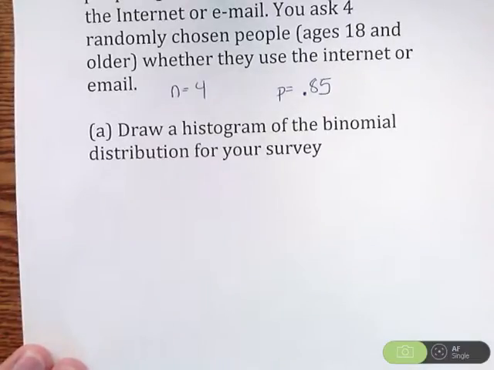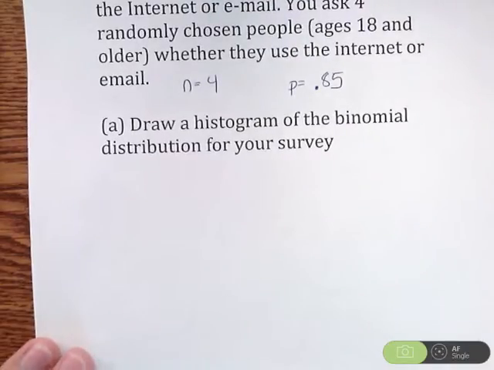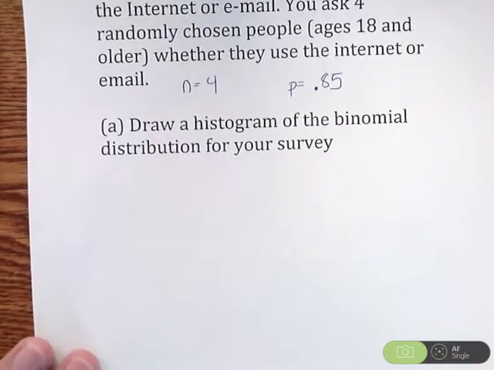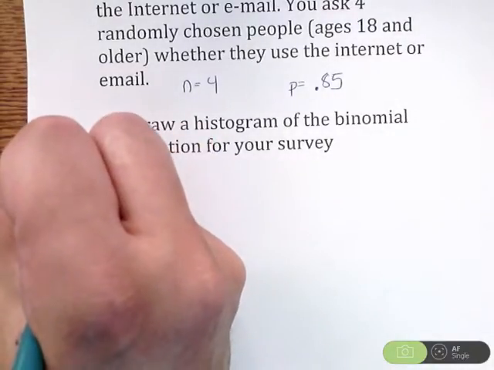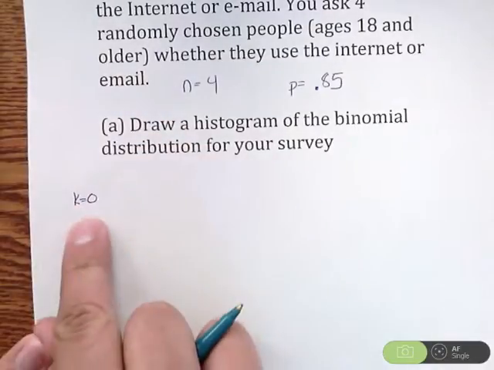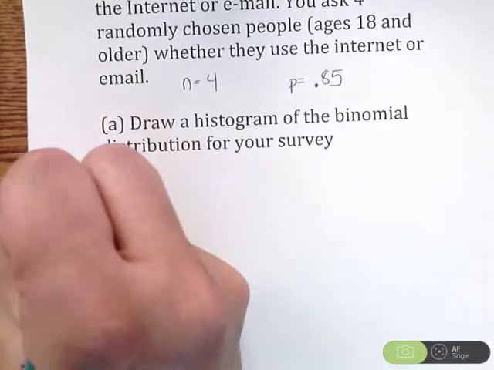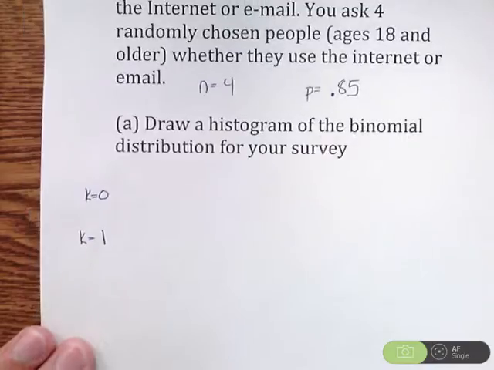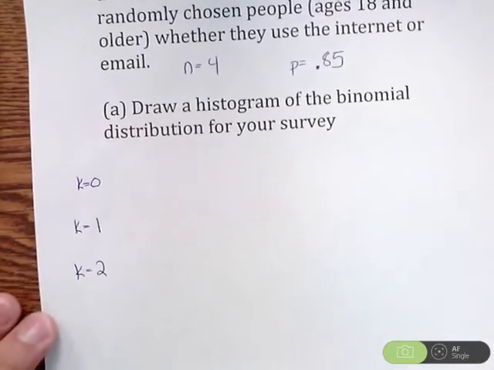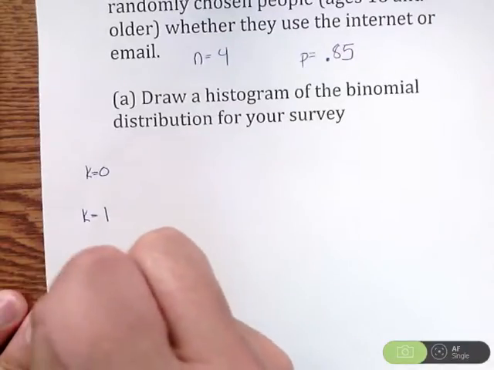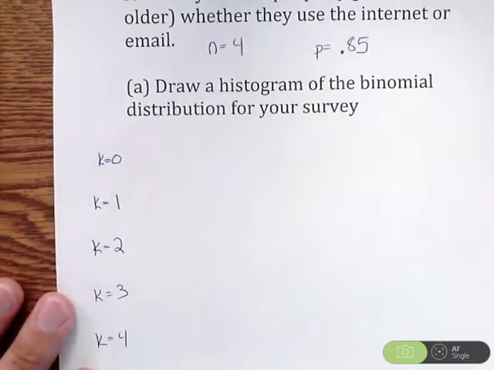So we're going to draw a histogram of the binomial distribution for your survey. If we're asking 4 people whether they use internet or email, what are all the possibilities of that sample of 4 people we ask? How many of them can say they use internet or email? Well, we end up with k equals 0, which means 0 of the 4 say they use internet or email. We can have 1 of the 4, 2 of the 4, you get the idea, 3 or 4 out of 4 use internet or email.